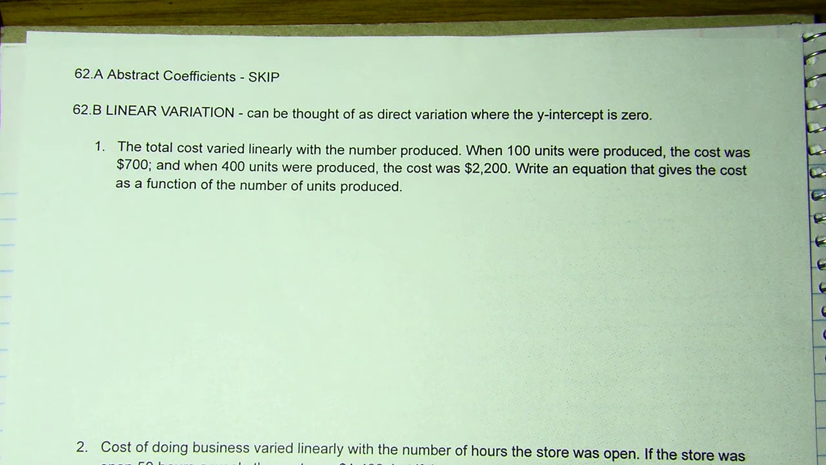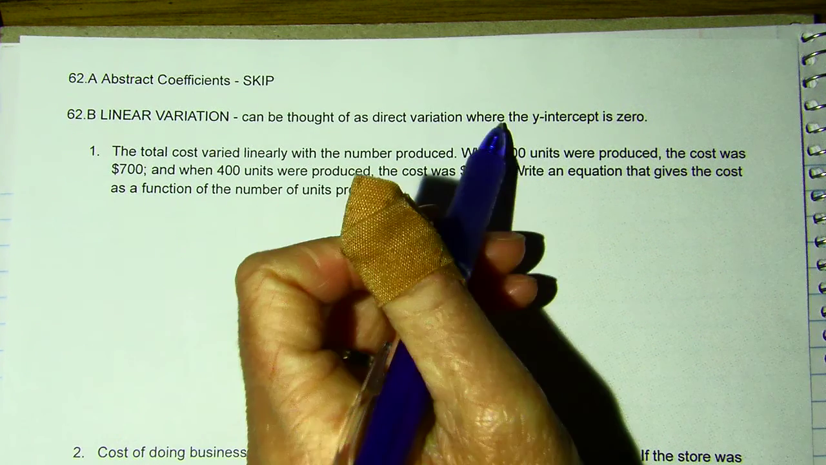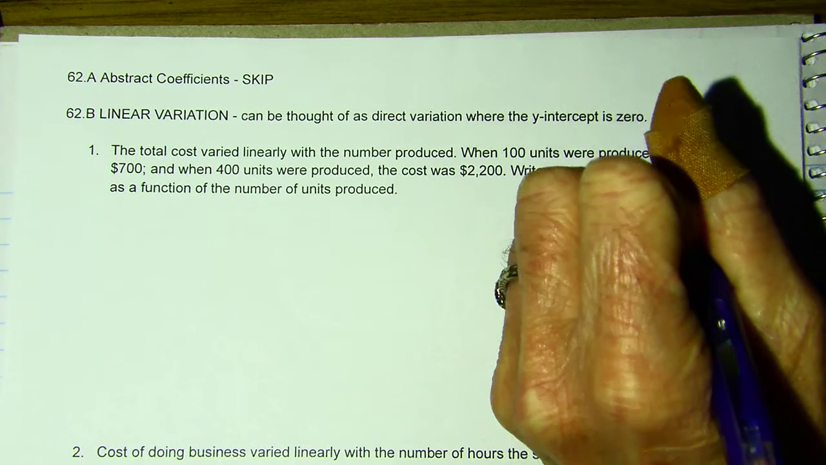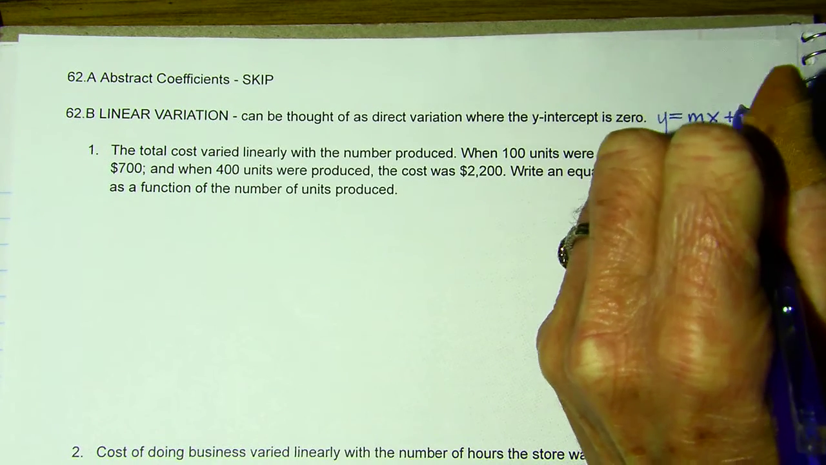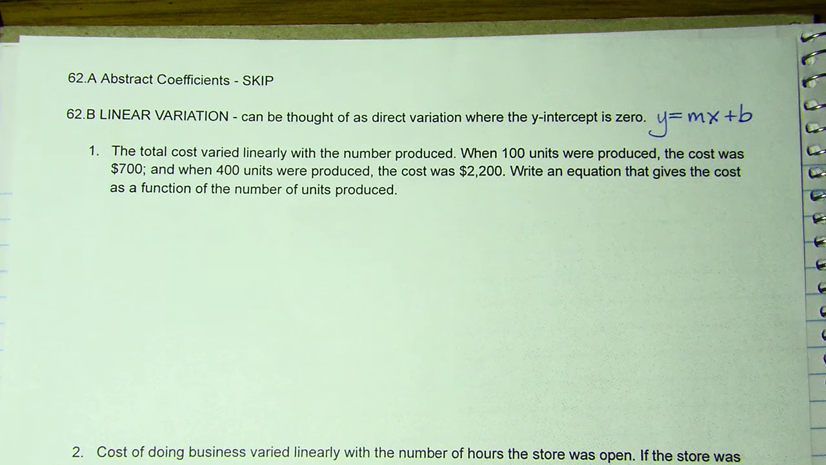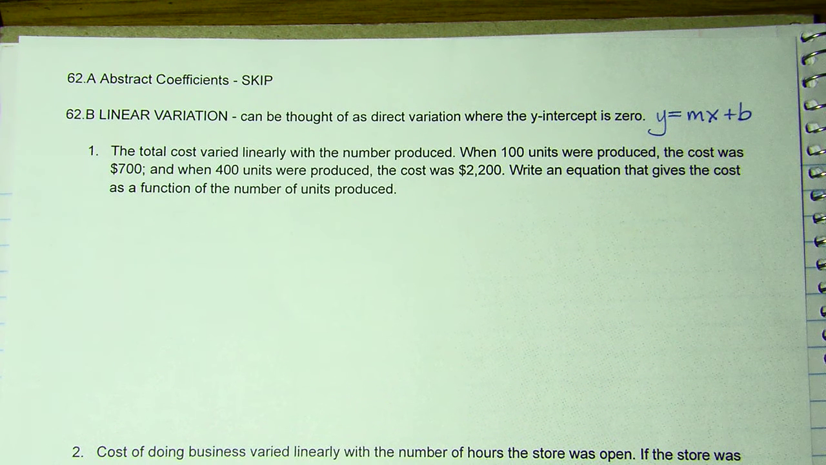62.B, we're using linear variation. And linear variation can be thought of as direct variation where the y-intercept is 0. So we're going to be using the intercept form a lot today. We're not really going to be using x and y. We're going to use different letters because we're going to be solving for things like cost and numbers produced and that kind of thing. So I'm going to do a couple with you, and that should help out with this homework.